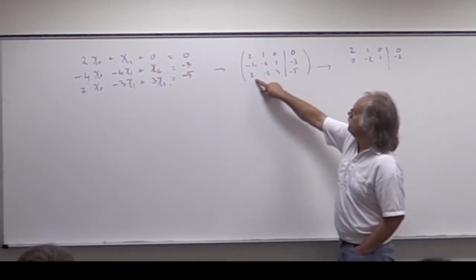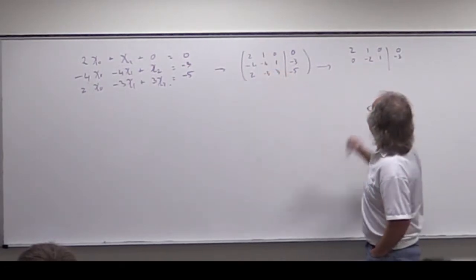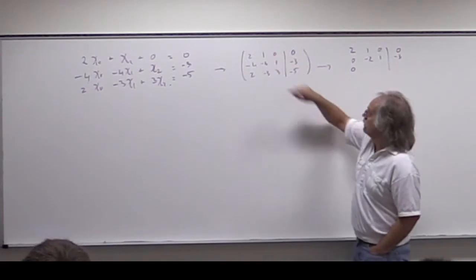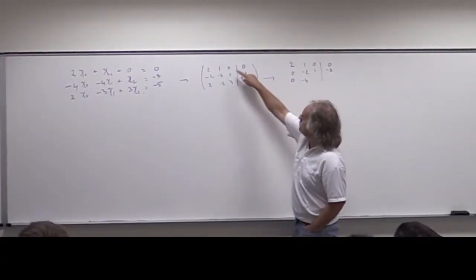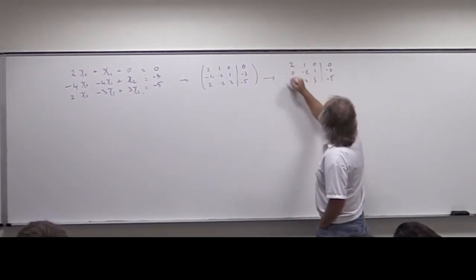And then we may want to do 1 times the first row and subtract it off the third row, and you get a 0 there. This subtracted off of that gives a -4. This subtracted off of that gives a 3 and a -5.